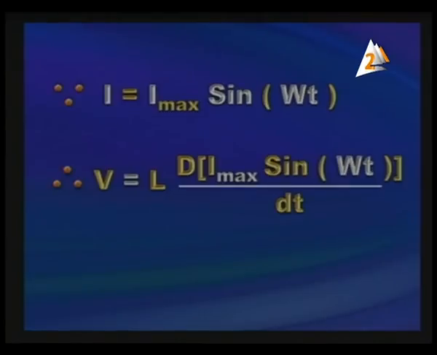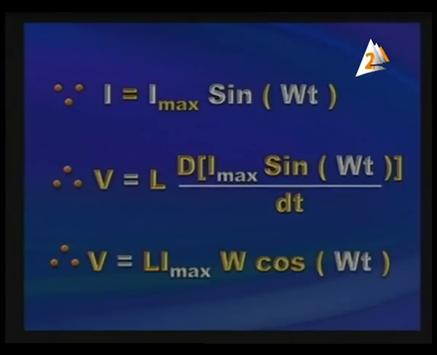Okay, so what about the voltage? The voltage is equal to L times the first derivative of I maximum sine omega t. The first derivative of the sine is cosine, omega cosine omega t. So the instantaneous voltage will be equal to L I maximum omega cosine omega t.